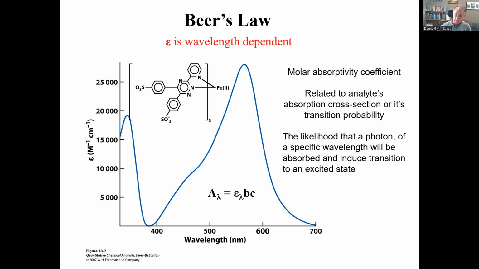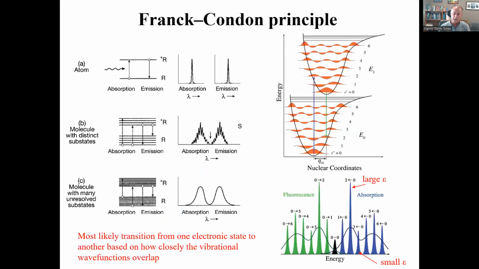So that means absorption is dependent on wavelength. If epsilon was independent of wavelength, then our absorption profiles would be just flat lines. There would be no definition to them, right? Because B doesn't change as a function of wavelength, C doesn't, and if epsilon didn't, we would just have a horizontal line as a function of wavelength, absorbance versus wavelength. And we don't see that. We know that in absorption profiles, molecules have absorbance that changes as a function of wavelength, and that's because of epsilon. And the reason for that has to do with something known as the Franck-Condon principle.